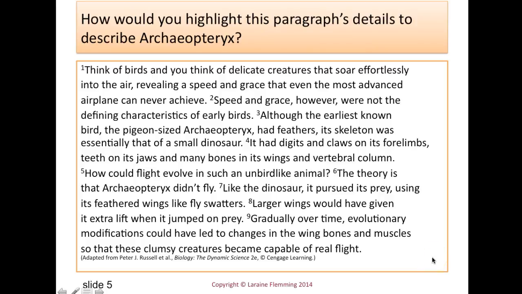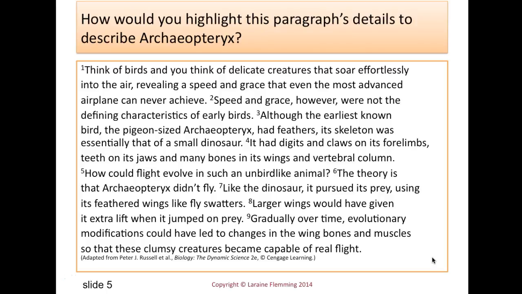Let's take a look at this paragraph. What I'd like you to do is to start thinking about how many minor details the author provides in the discussion of the topic. And would you be able to name some of these minor details if asked to do so on a test?